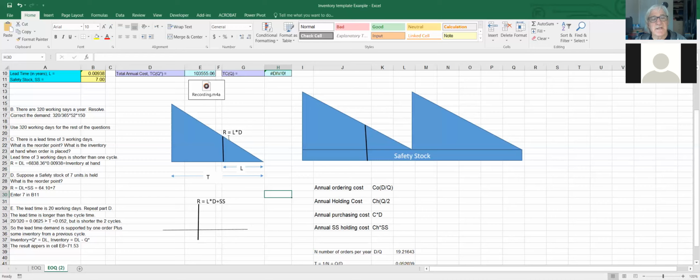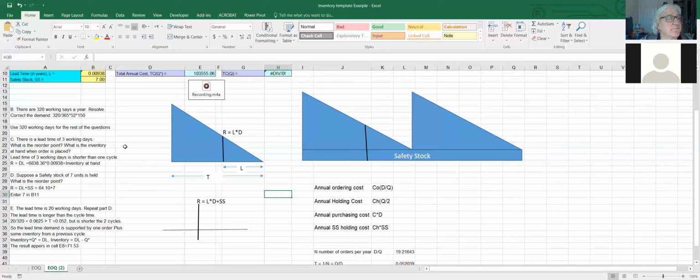So the reorder point equals L, the lead time, times the annual demand. If this is the annual demand, the lead time has to come in years. So let's assume that the lead time is 5% of a year, and the annual demand is 1,000 units. So the reorder point becomes 50 units. It's 0.05 times 1,000. So that's how you find your reorder point.